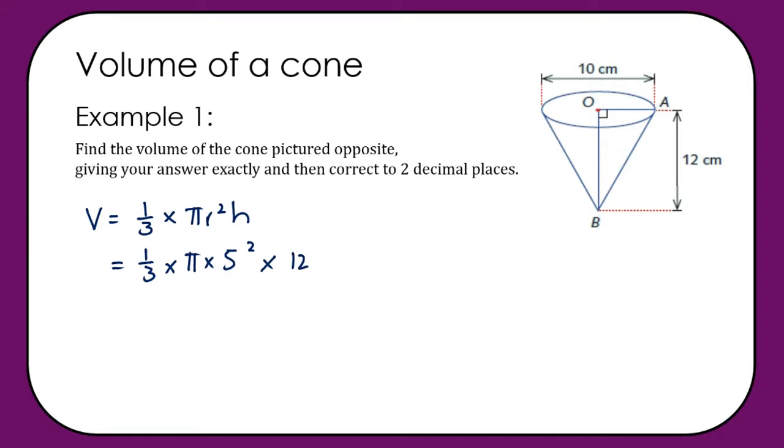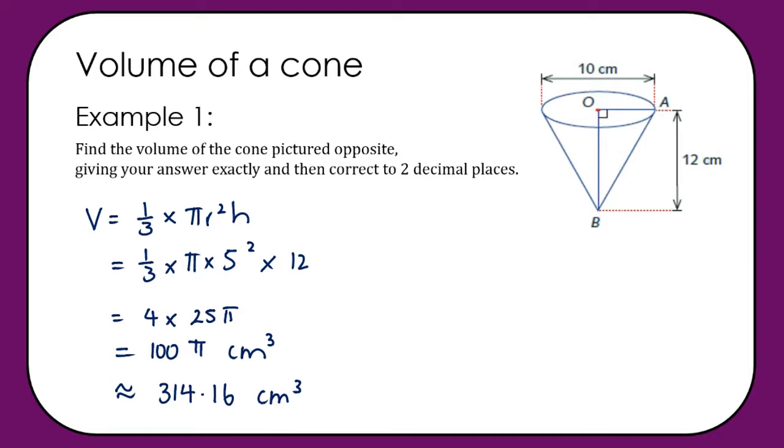Again, you want to use that third easily, so rather than trying to do 25 over 3, let's do 12 over 3, which is 4. So we have 4 times 25 pi, which means we have 100 pi. So the volume is exactly 100 pi centimetres cubed. To 2 decimal places, that's going to be 314.16 centimetres cubed.